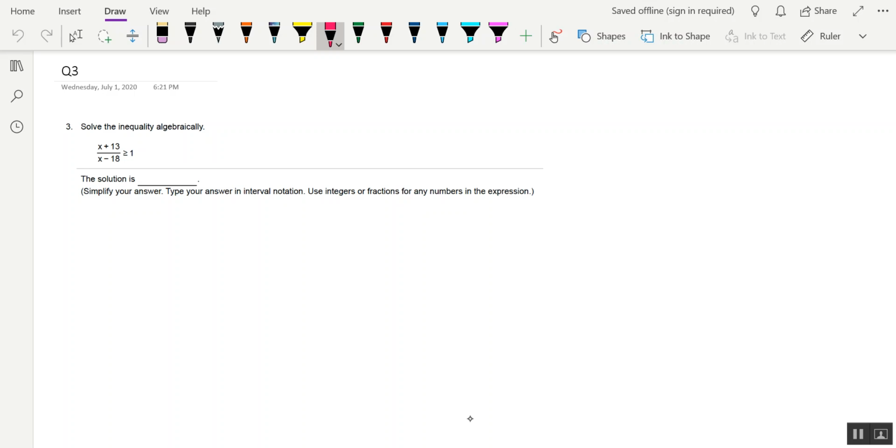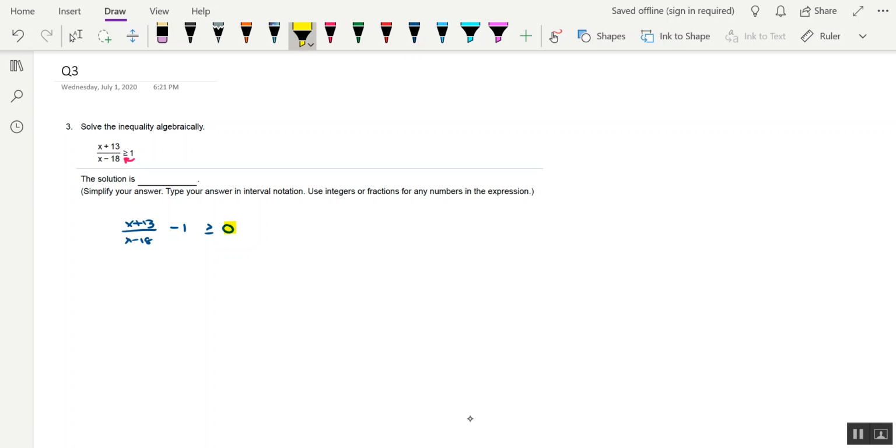In this video, we're going to solve another inequality. This time, though, it's not a polynomial inequality, but rather an inequality involving a rational expression, hence a rational inequality. First thing that we're going to want to do is make the right-hand side 0. And the easiest way to do that is to subtract the 1 over to the left-hand side. So we're going to have x plus 13 over x minus 18 minus 1 being greater than or equal to 0. So that accomplishes that task.